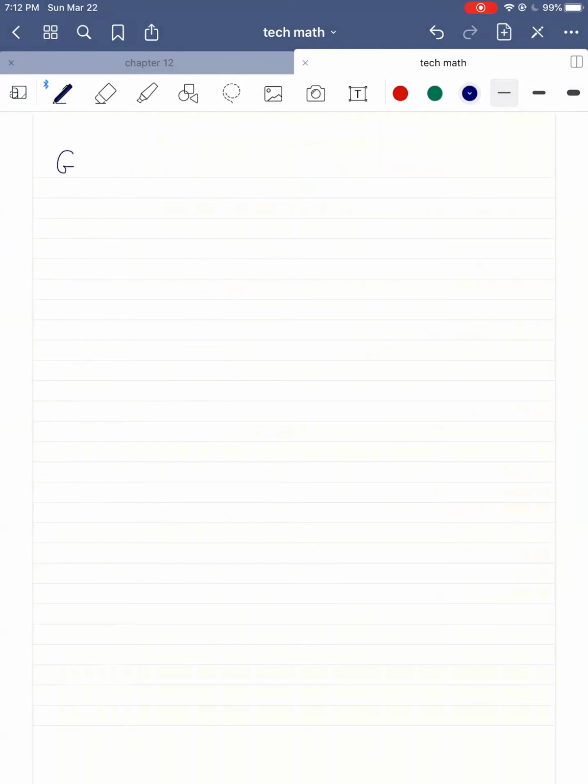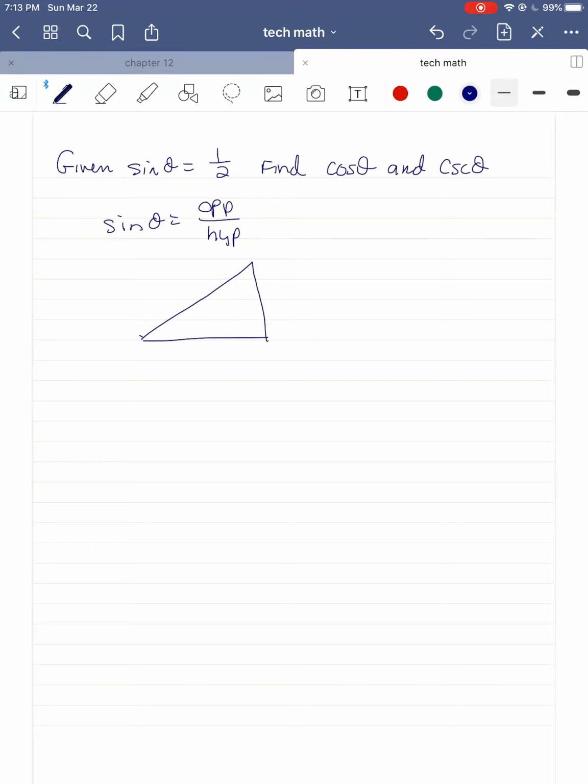Let's try a different type of problem. It would say given sine theta is equal to 1 over 2, find cosine theta and cosecant theta. So for here, knowing that sine is opposite over hypotenuse, when I make my triangle, this is hypotenuse, this is opposite, this is adjacent. Hypotenuse is 2, opposite side is 1, so now I have to find the adjacent side.